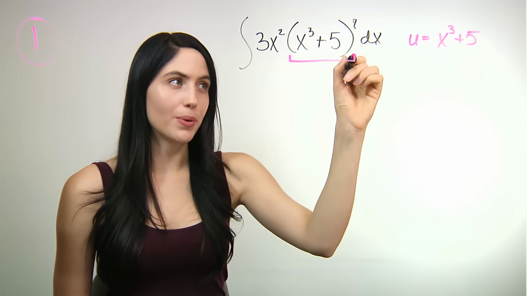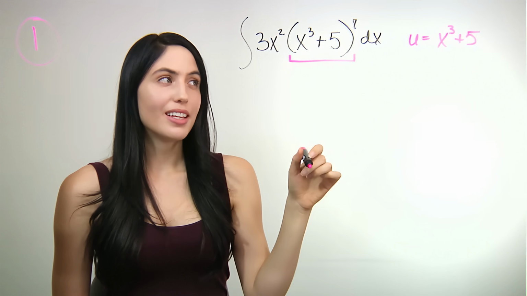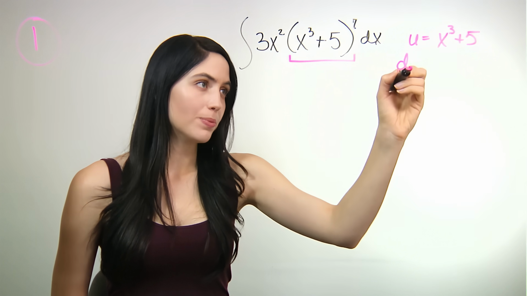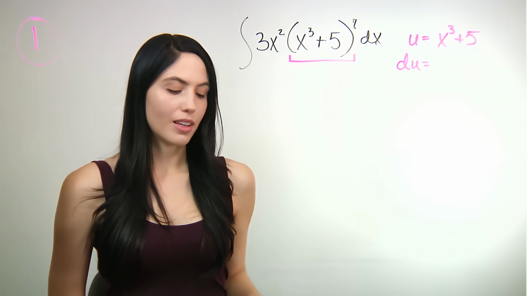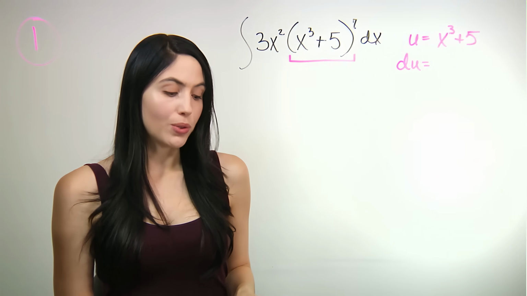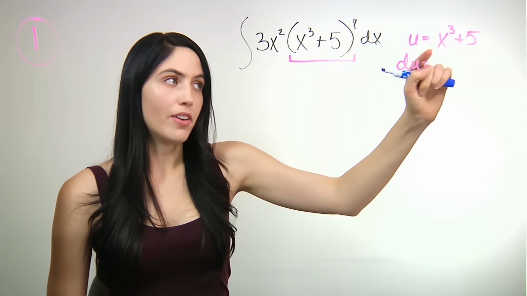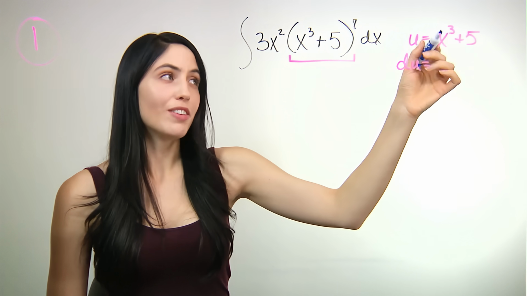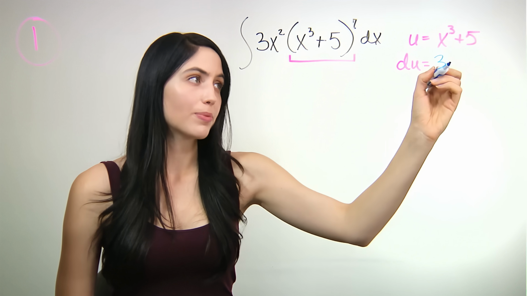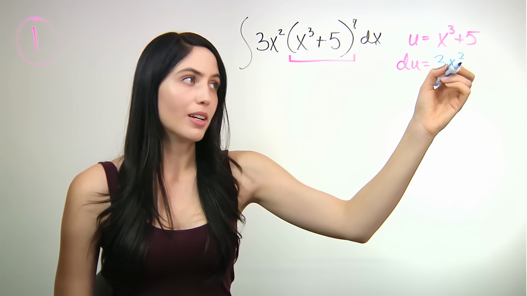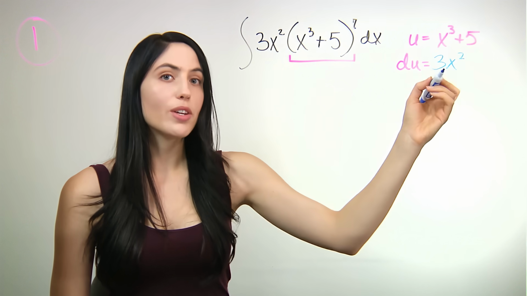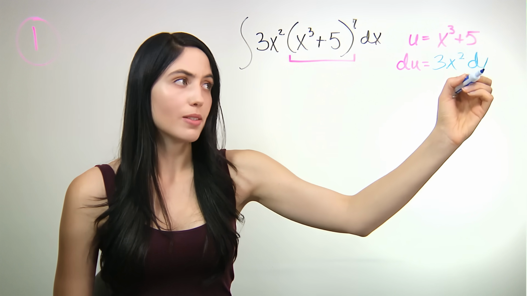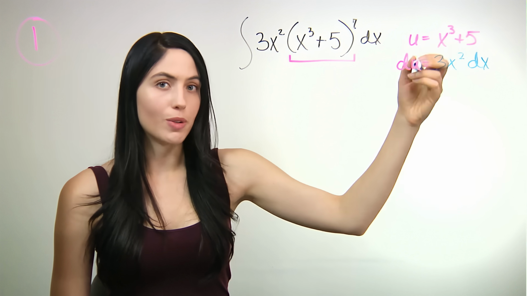This is your u. The next step is to find du, the differential. Du equals. To find du, all you do is take the derivative of this side with respect to x. So as you know, what that should give you is 3x squared plus nothing, since 5 is a constant. And what you have to write at the end of your du differential is a dx, always, because you took the derivative with respect to x.